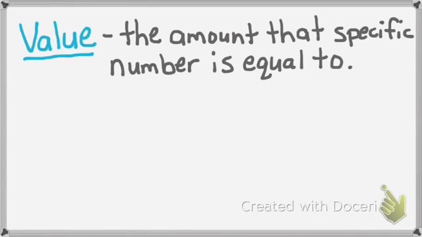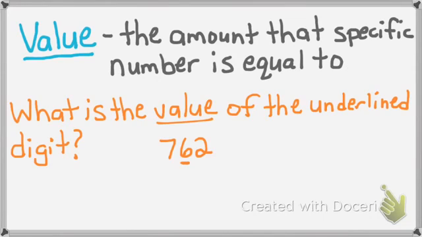Our next vocabulary word is value. And value is the amount that a specific number is equal to. Let's take a look at an example. We have the question, what is the value of the underlined digit? The number is 762, and the underlined digit is a 6. So we need to find the value of the 6.